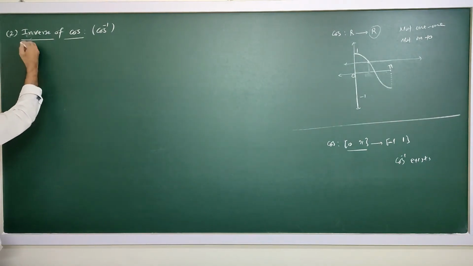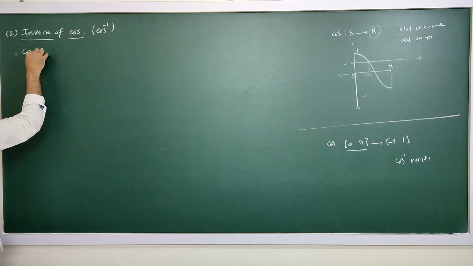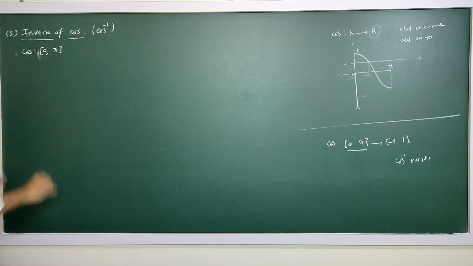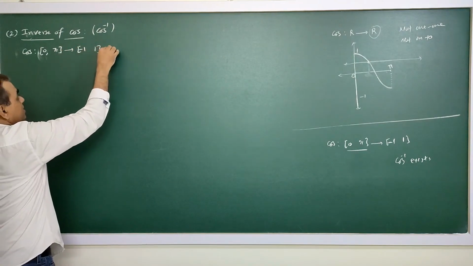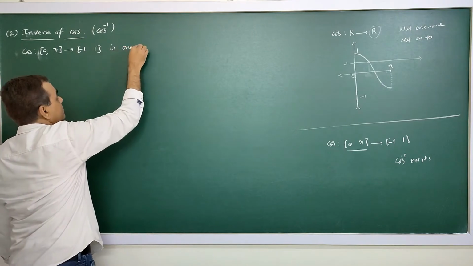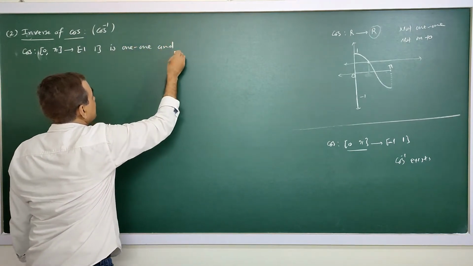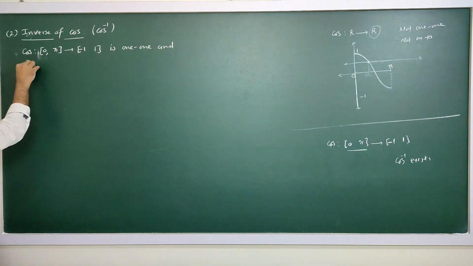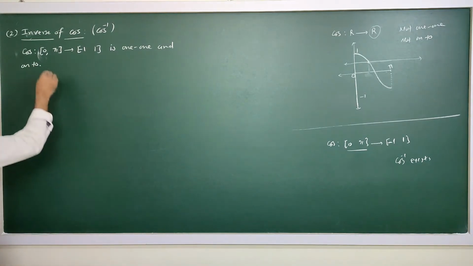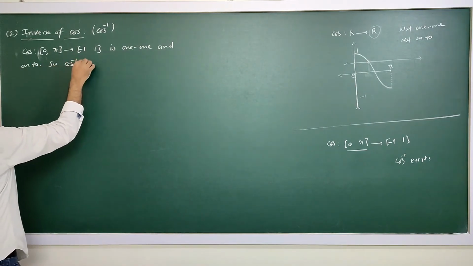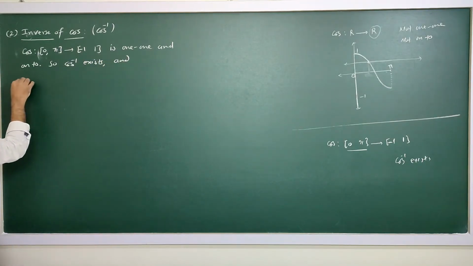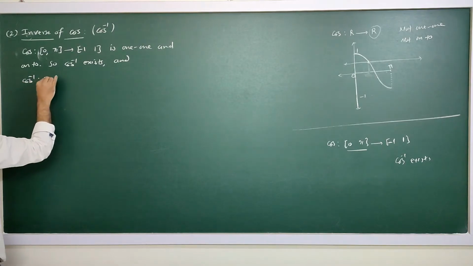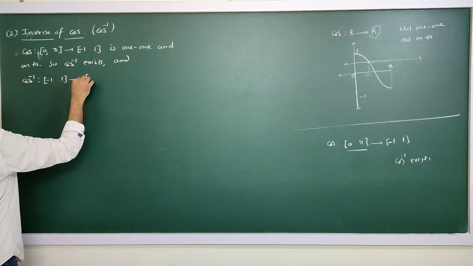Cos function: if the domain is 0 to pi and the codomain is -1 to 1, then it is 1-1 and onto. So cos inverse exists, and cos inverse will be from B to A.